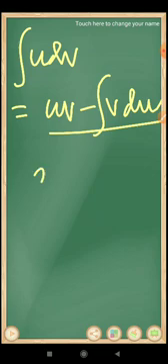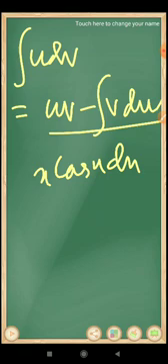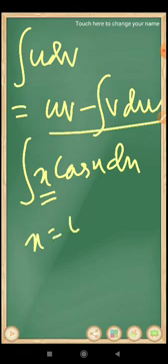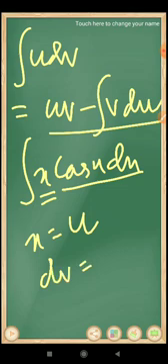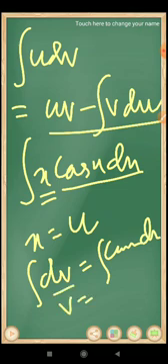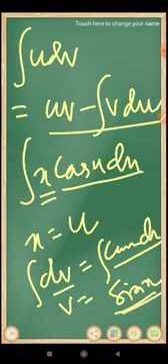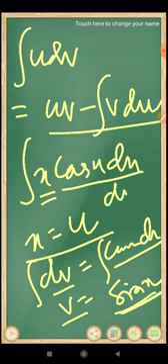Here x into cos x dx is given. So you choose x as u, and dv is equal to cos x dx. Integrating dv gives v, and the integration of cos x is sin x. So we have u equal to x and v equal to sin x, and du is equal to 1, the differentiation of x.